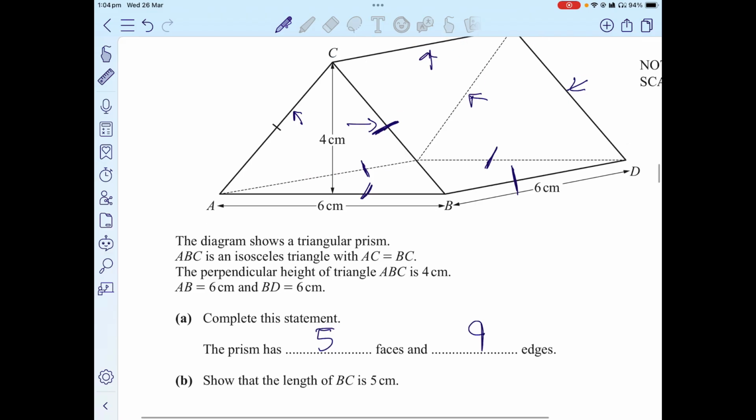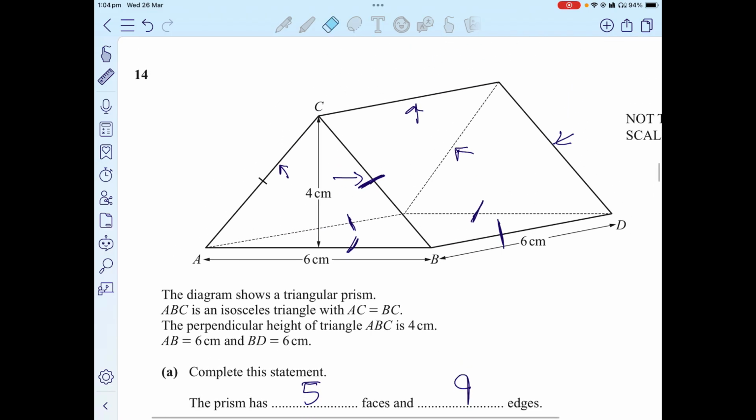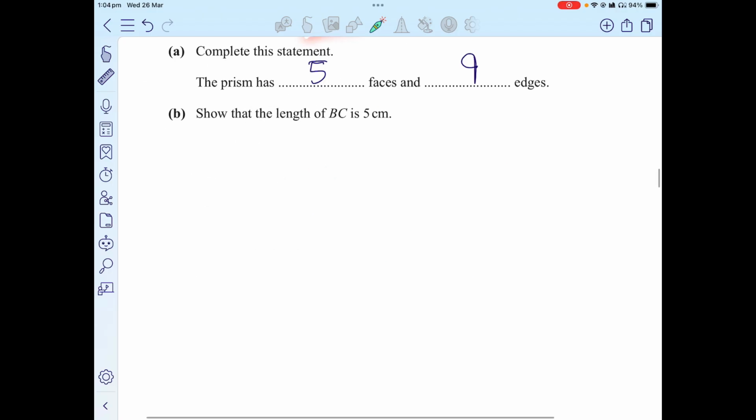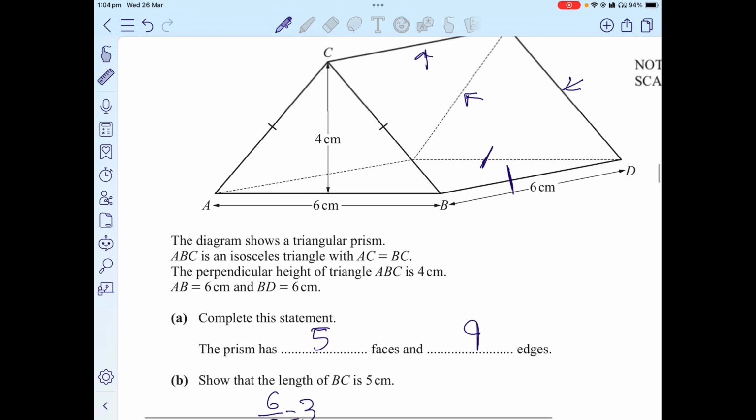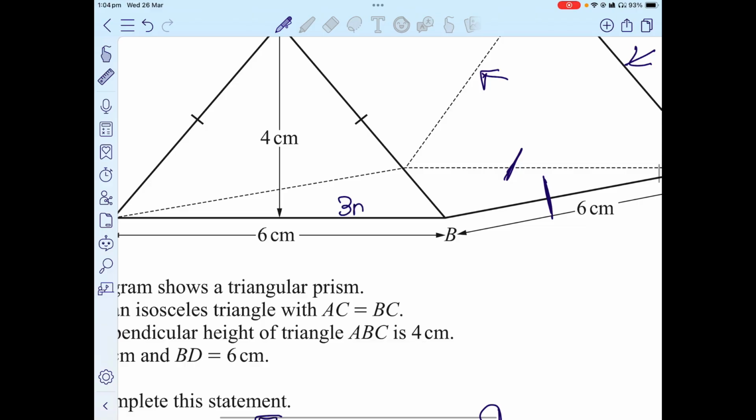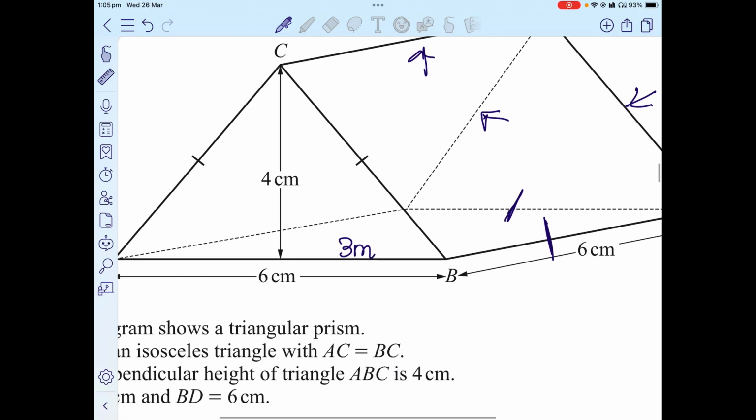Show that the length of BC is 5. Now they're basically asking us to show that the length of this part is basically 5 centimeters. Think about it. What is the length from here to here? It is obviously half of 6 centimeters, which is 3 centimeters. So we know that 6 divided by 2 is 3. Once we have that length, which is this 3 centimeters, we can use Pythagoras theorem to show that BC is 5 centimeters.